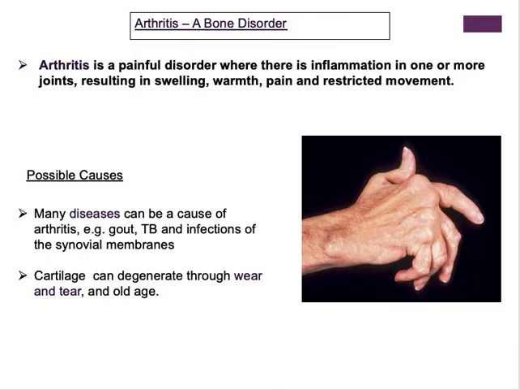Now, the final thing we're going to look at is a disorder of your musculoskeletal system. And the disorder that we're going to look at is arthritis. Now, arthritis is a very painful disorder. It can have two possible causes. Either it can be a rheumatoid condition, which is caused by a disease. It's an autoimmune disease, so your immune system is effectively attacking the joints of your own body.